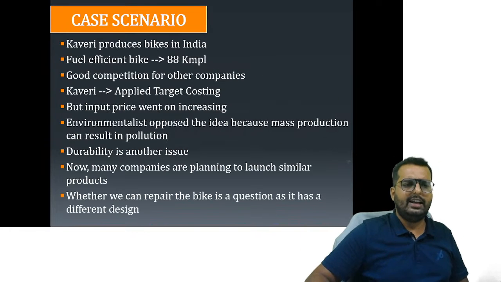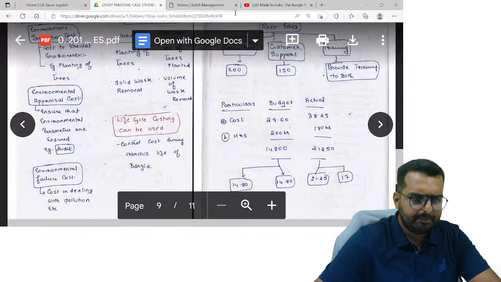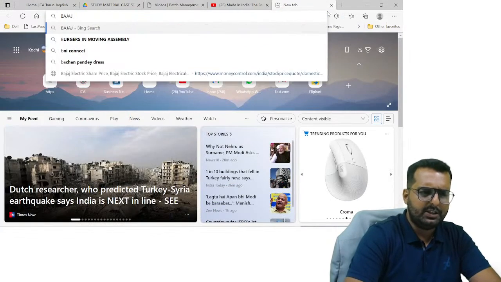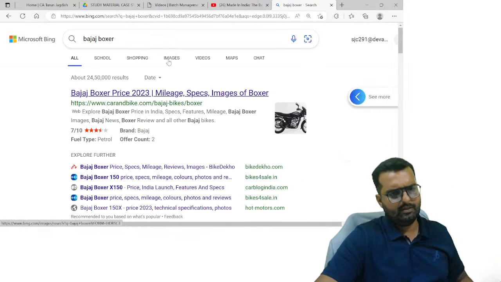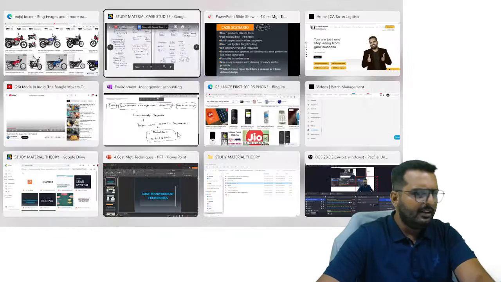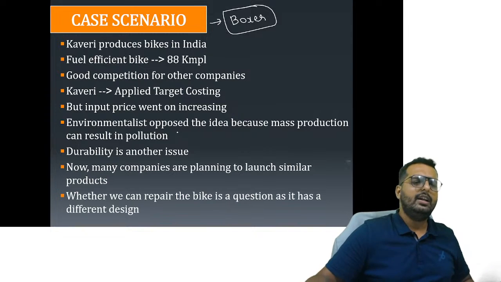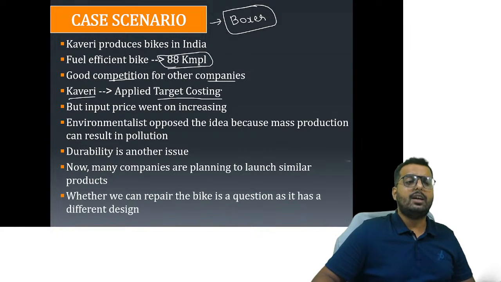All right. Then they have a case study, friends. This is basically, there was a bike earlier in India with the name of Boxer. Do you remember this bike? I think it was Bajaj Boxer. This bike, they have given it in the name of case study, and the name of the bike they have given it as Kaveri. Kaveri wants to come up with a bike with a mileage of 88 km per liter. Good competition for other companies. How did Kaveri come to this? They applied target costing, but unfortunately, what happened?